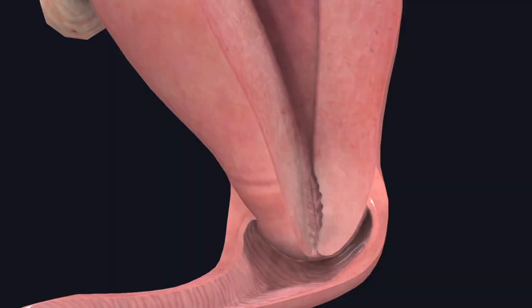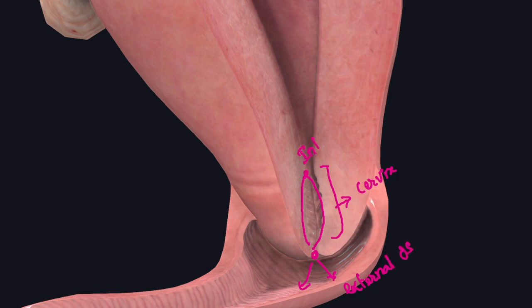Next we'll see about the cervix. So this is the cervix. It consists of a spindle-shaped cervical canal. So this is the cervical canal, and it communicates below with the vagina at the external os. So this is the external os, and this is the internal os.